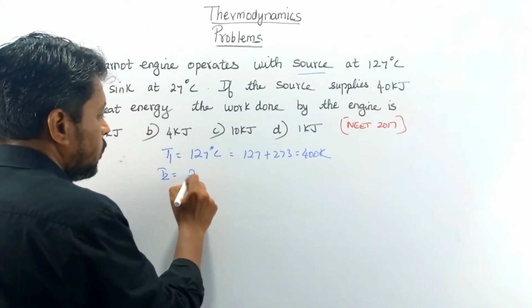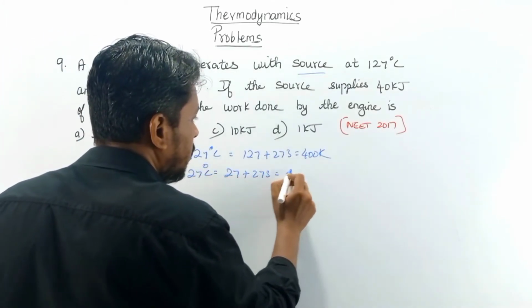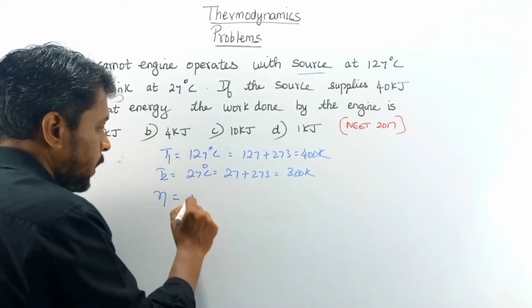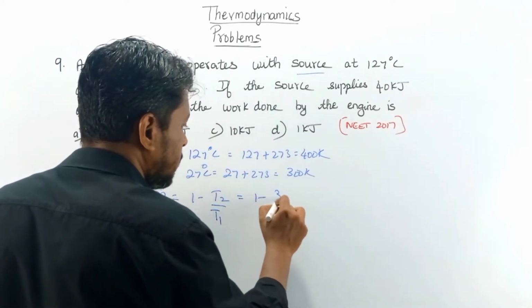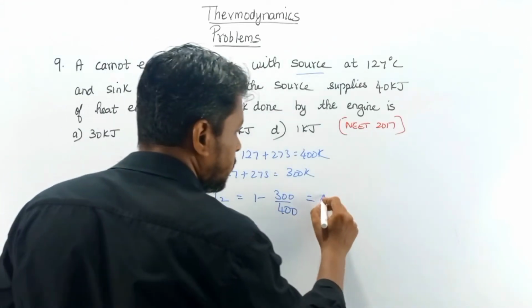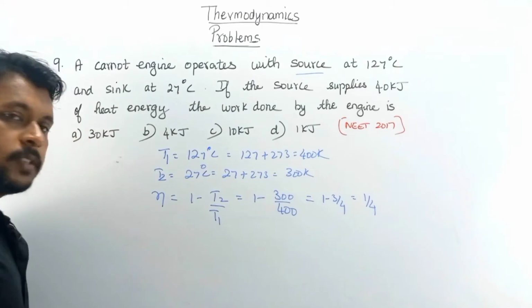So we have T2 equal to 27 degrees Celsius, which is 27 plus 273, equal to 300 Kelvin. So the efficiency of a Carnot engine in terms of temperature is 1 minus T2 by T1, which is 1 minus 300 by 400, which is 1 minus 3 by 4, which is 1 by 4. So the efficiency is 1 by 4.